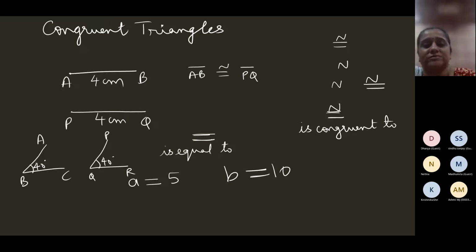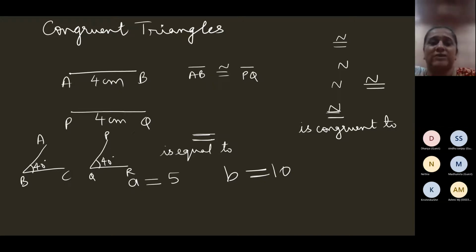Then they are congruent. So when we take two triangles, we know that a triangle has 6 parts, 3 sides and 3 angles. So these are the 6 parts or the 6 aspects which you can compare. The 6 aspects of one triangle are compared with the 6 aspects of the other triangle.